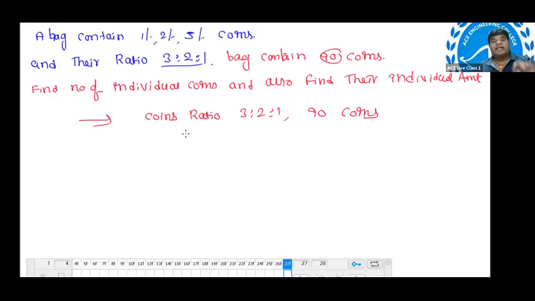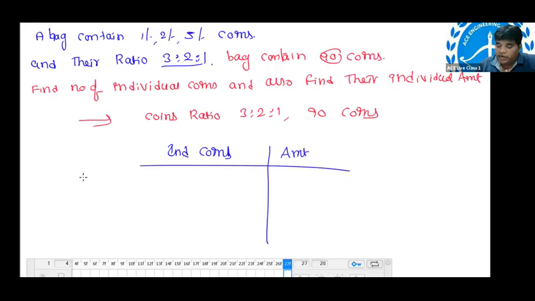So first of all, we get the individual coins, and afterwards the amount comes. First the individual coins, then the amount. So for the 1 rupee coins, what is the ratio? 3 ratios, 3/6 into 90, that is equal to 45 coins. 1 rupee coins, 45 coins.